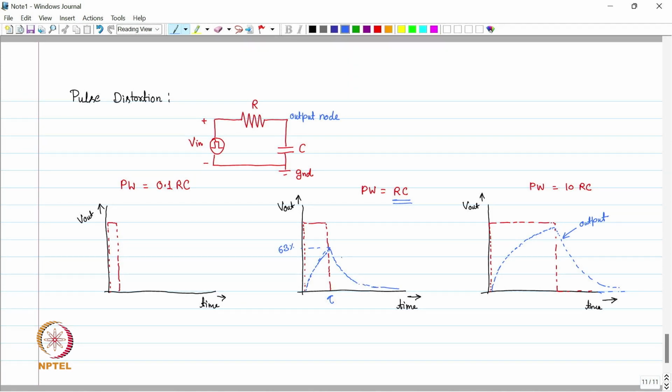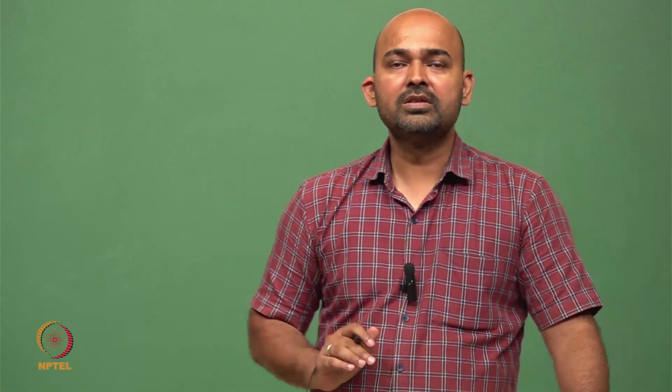Now we can see the output pulse here is not as good as in the case of pulse width equal to 10 RC. The pulse there is very good, but here the pulse has not even reached the top value. It already reaches 63% of its value and then again goes down. Now the third case, which is pulse width equal to 0.1 RC, which is a very high frequency which we are applying to this RC network.